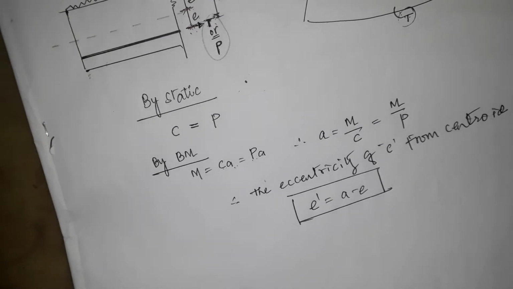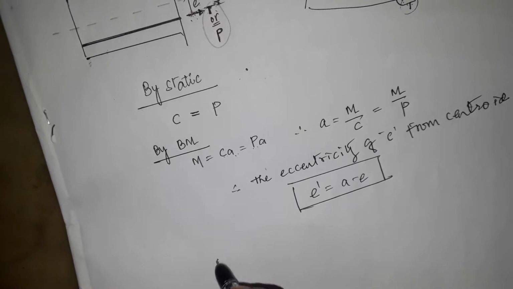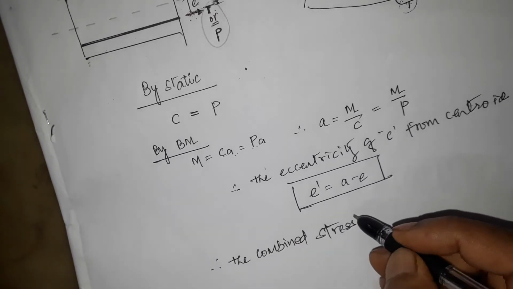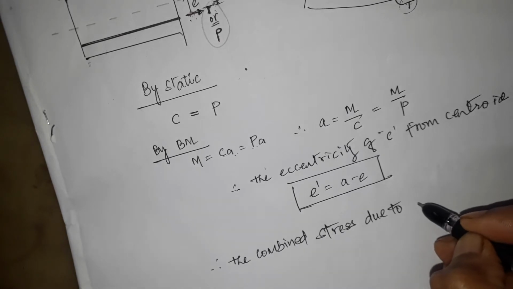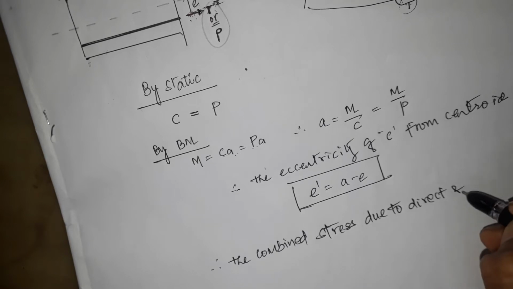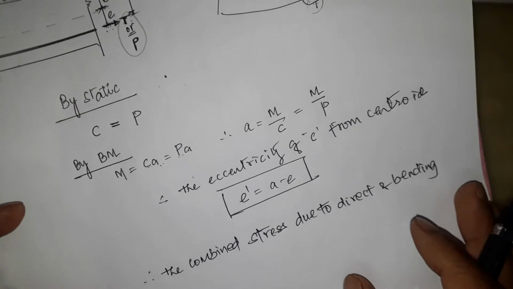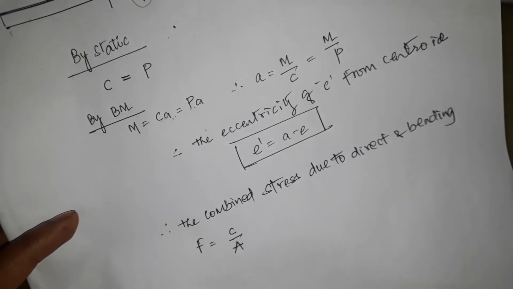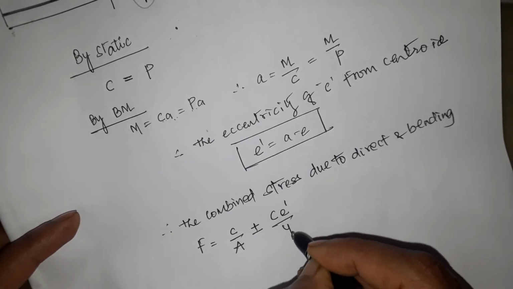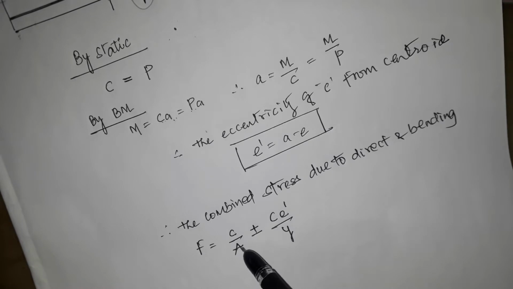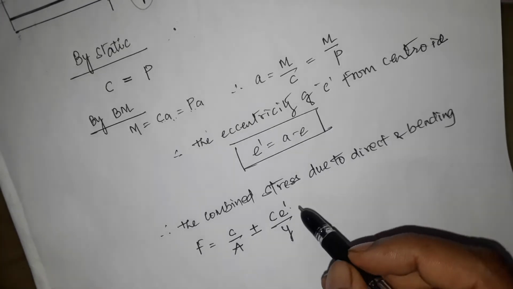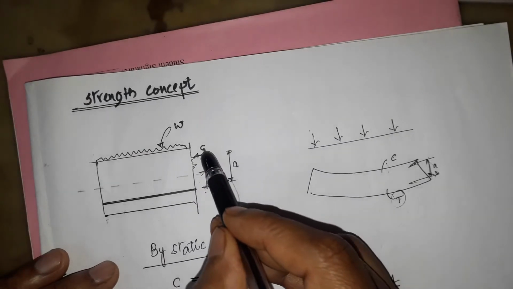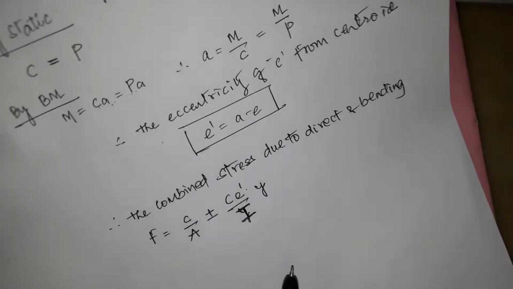Therefore I can write the combined stress due to direct and bending, which is given by F is equal to C by A plus or minus C E dash upon Y. Because of direct we have C by A, and because of bending, C into E dash into Y upon I. So you can see C into E dash is nothing but the moment M, so M by I into Y. Are you getting my point? So this is nothing but M.